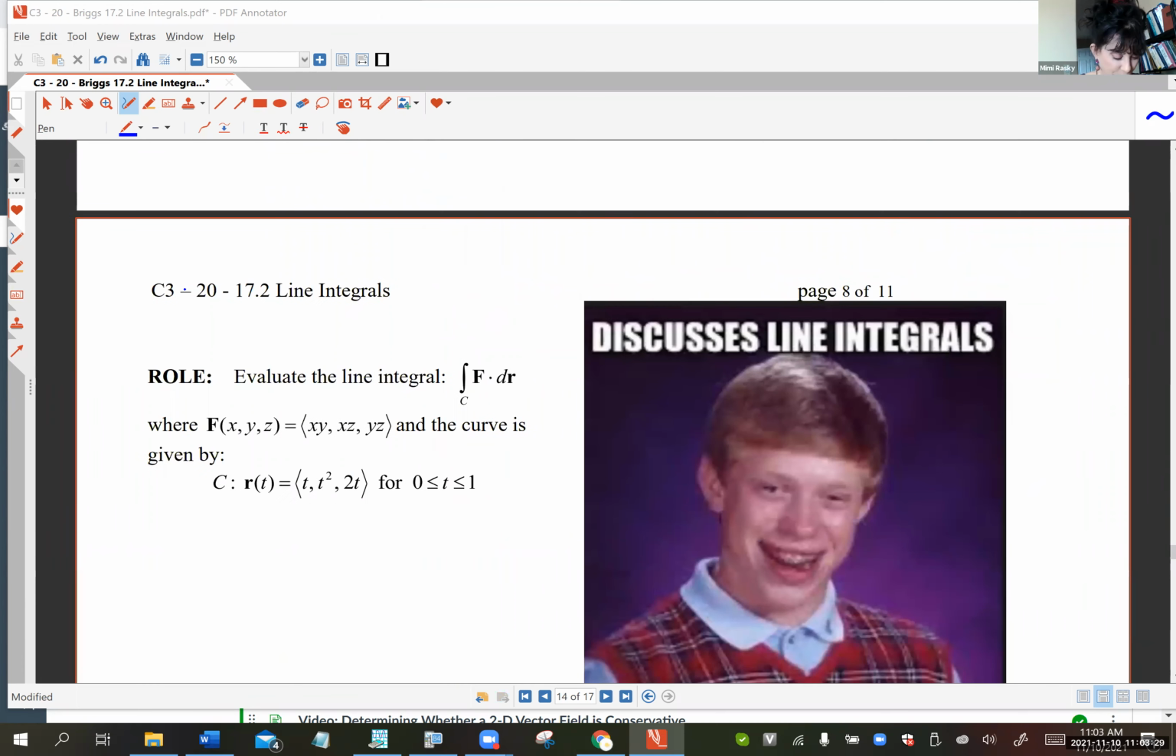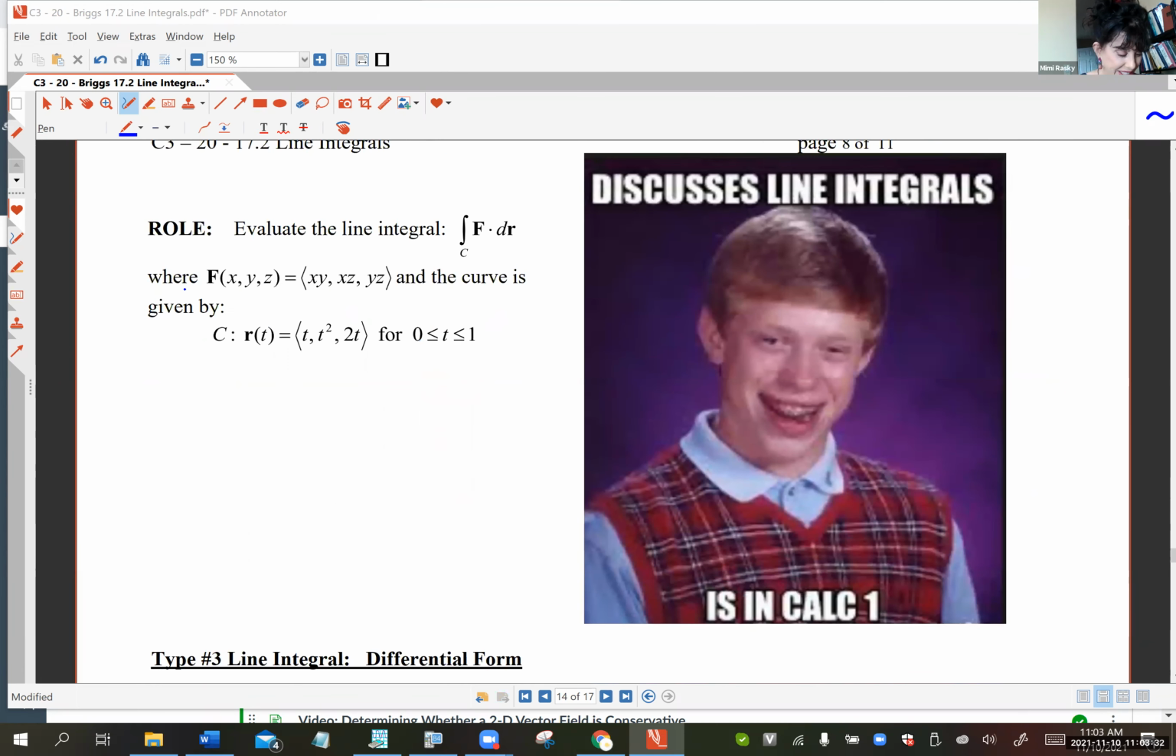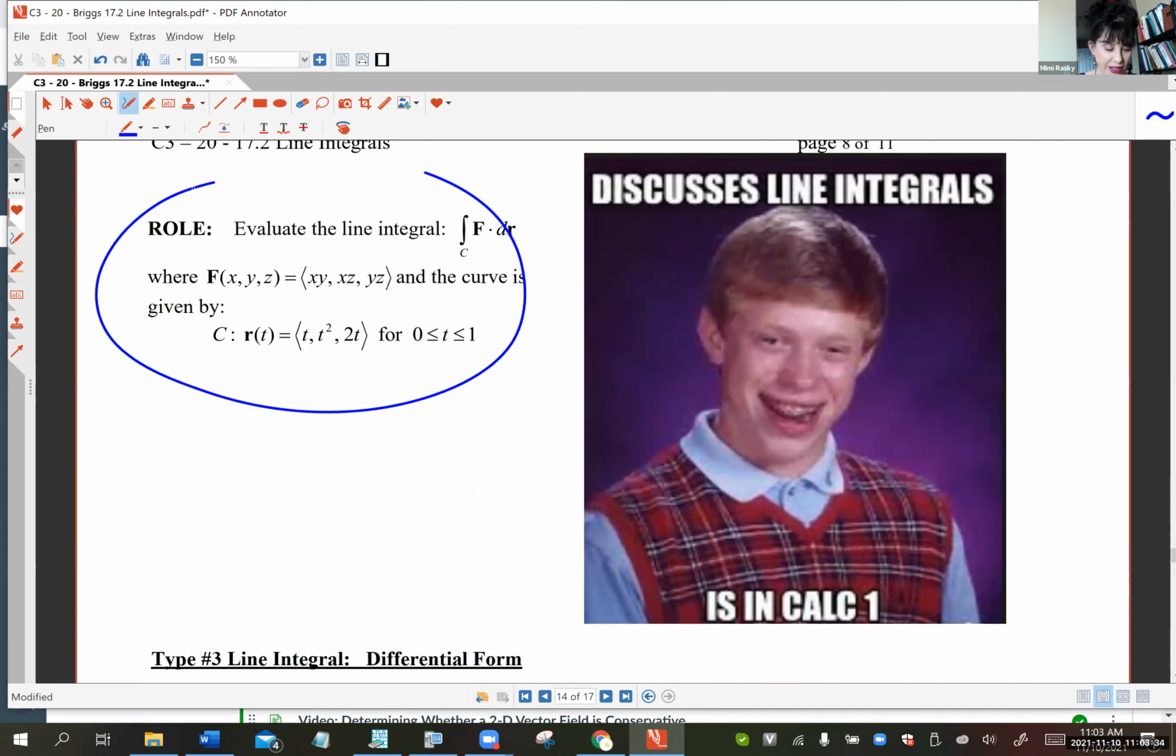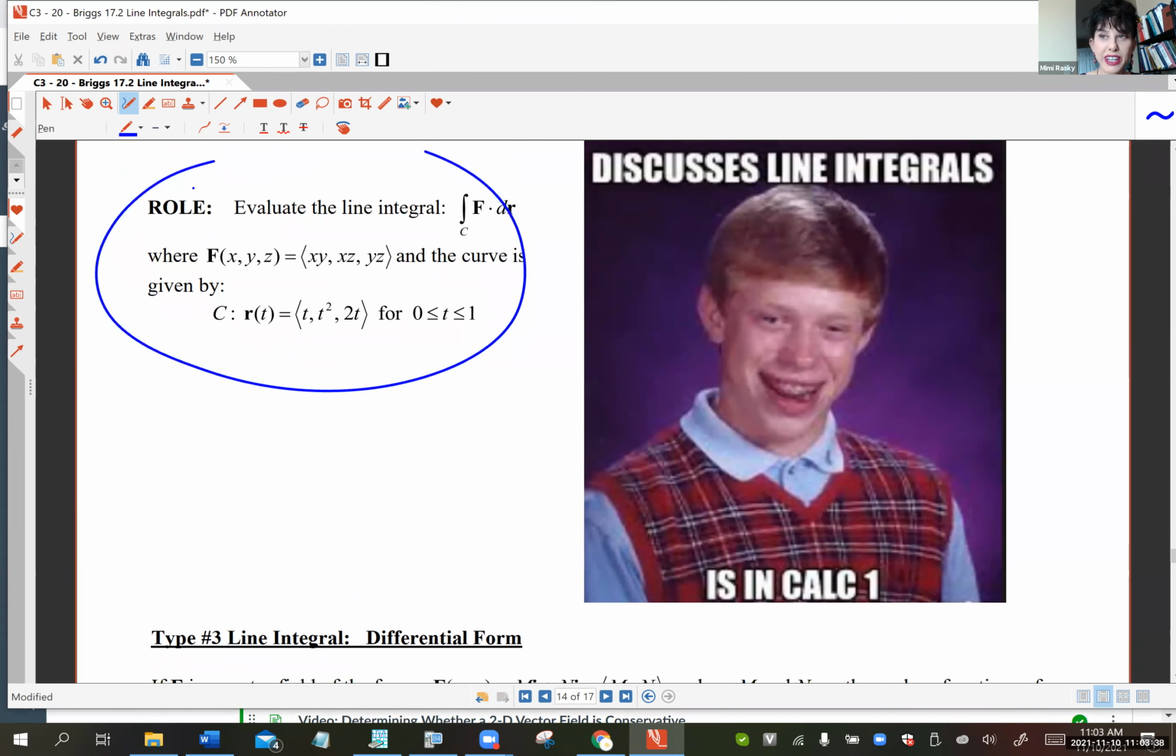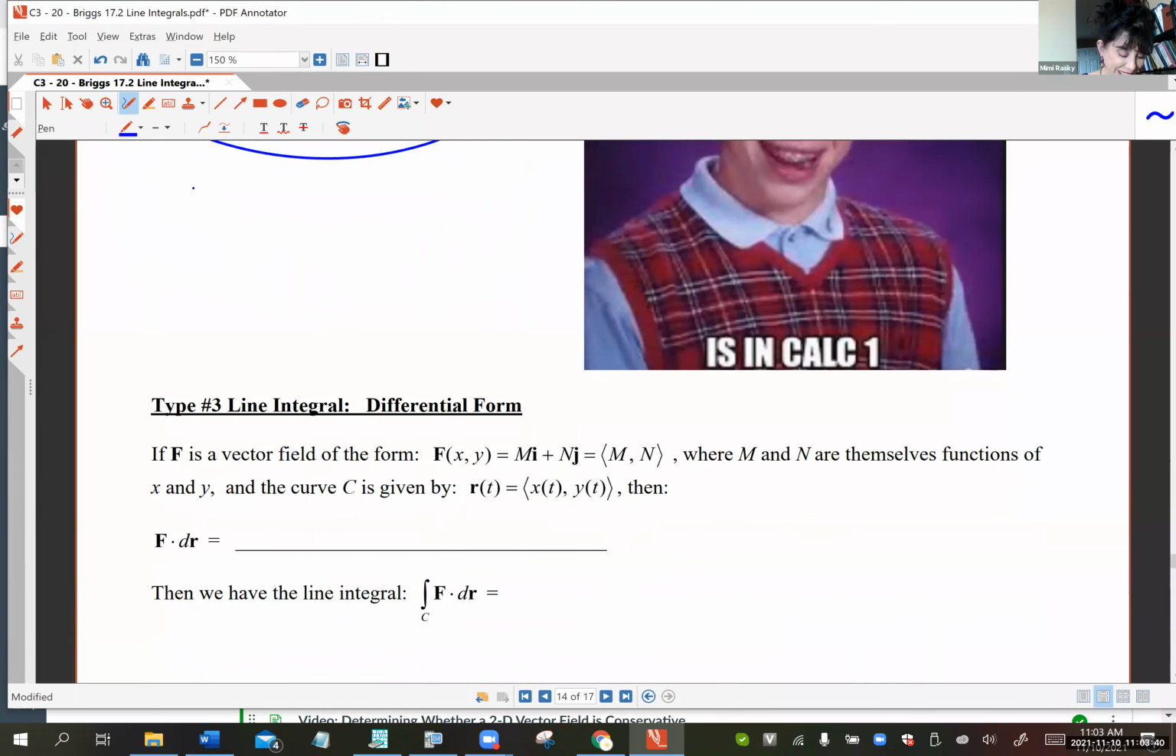I guess I did have this in here. I didn't even know I put it in there. Discusses line integrals is in Calc 1. I've had some students actually do that sometimes. Like I had a student come up to me who was taking pre-calc, and they wanted to ask me, what are all the indeterminate forms in Calculus 2? And I went, why don't you wait till you get to Calculus 2? And they got kind of mad. I thought that was interesting.